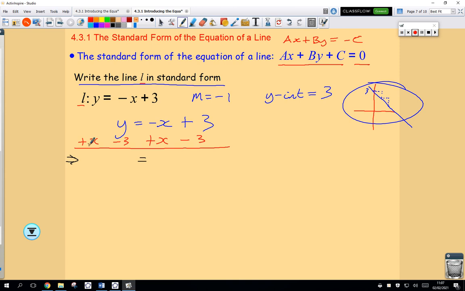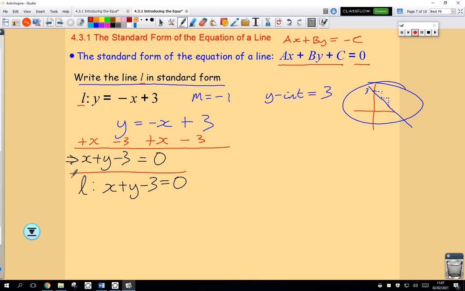Well, it's positive x, positive y, -3. Generally with variables, we'll put them in alphabetical order. I'm going to say that's x plus y, subtract 3, and over here -x plus x is 0, positive 3 subtract 3 is 0. That's giving me my 0. So L, the line L, can be written in the form x plus y subtract 3 equals 0. That is in standard form.